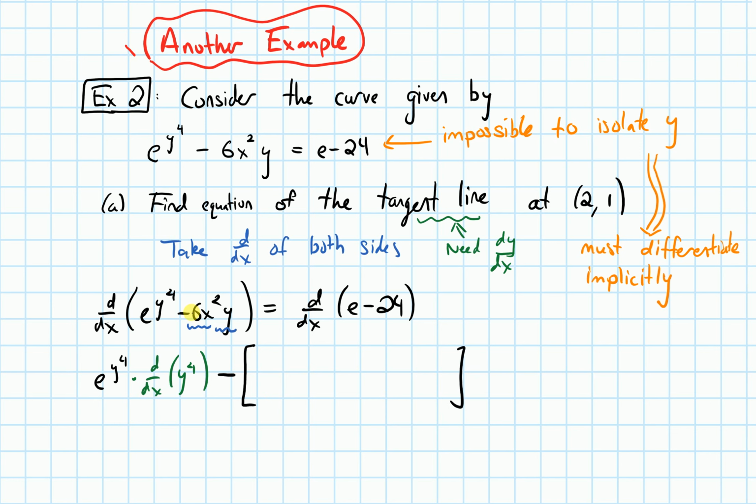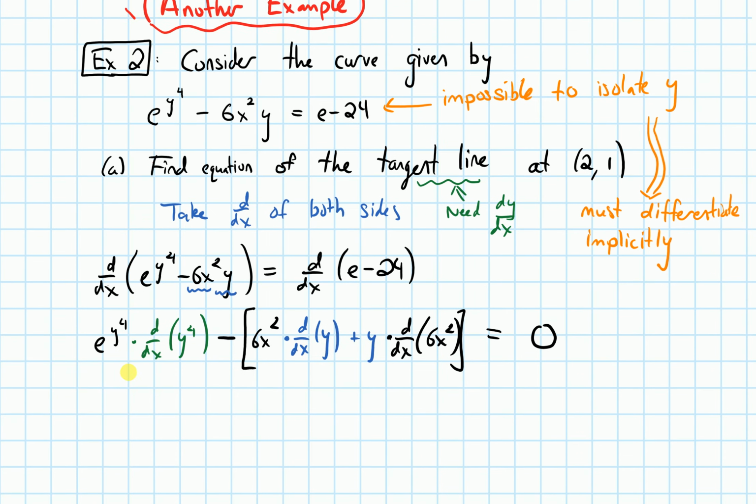Okay, so product rule says take the first function, which is 6x squared, multiply that by the derivative of the second. So multiply that by the derivative d dx of y. And then plus the second, so plus y, times the derivative of the first. So times d dx of the first function, 6x squared. Okay, so that finishes my product rule. And so at least that finishes all the terms of my product rule. Okay, so now we need the derivative of the right-hand side. Well, e minus 24 is a constant. So its derivative is 0.